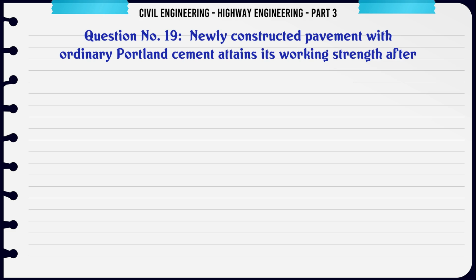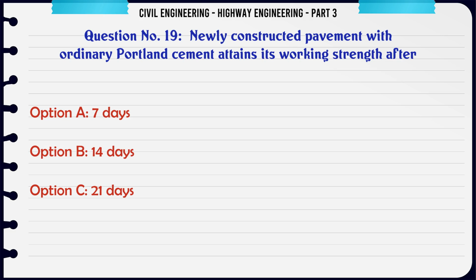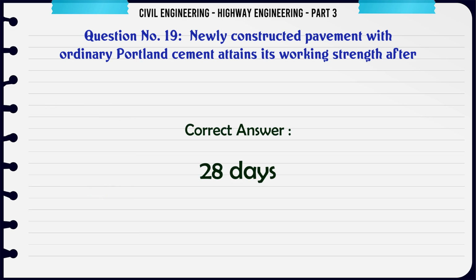Newly constructed pavement with ordinary Portland cement attains its working strength after A. 7 days, B. 14 days, C. 21 days, D. 28 days. The correct answer is 28 days.